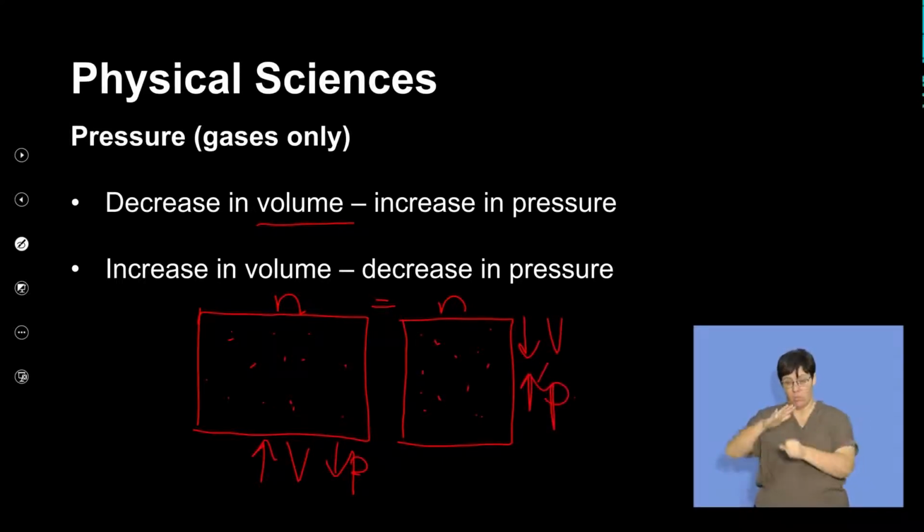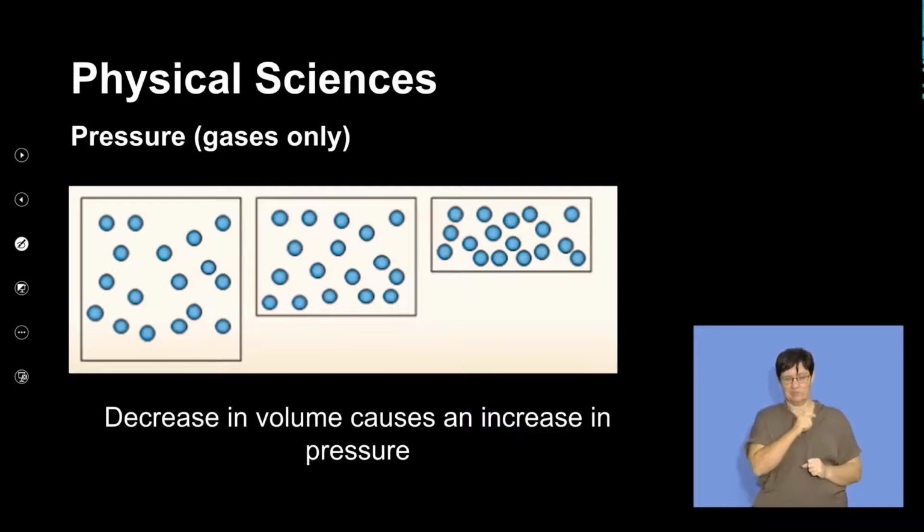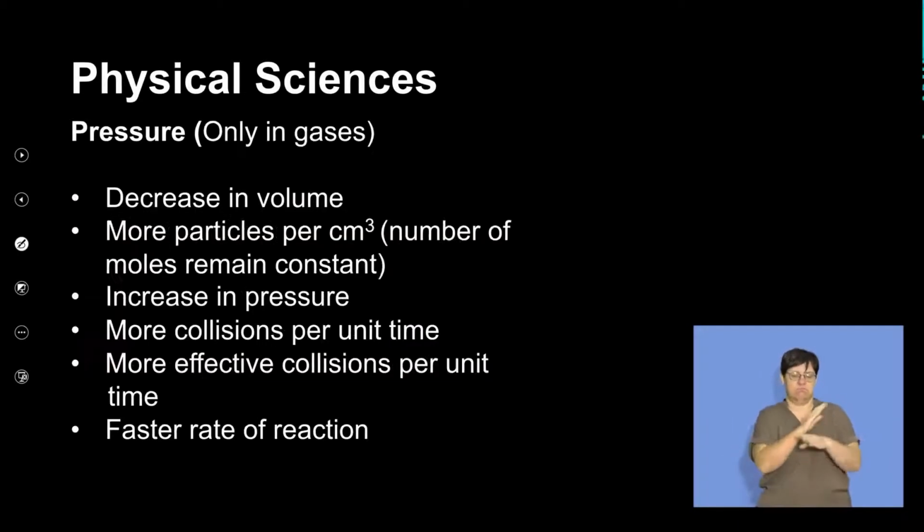So when we look at pressure in gases, we need to always know that it is connected to the volume. A decrease in volume leads to an increase in pressure, and an increase in volume leads to a decrease in pressure. Here I show you that. I've got the same number of moles. Remember, the number of moles must remain the same so that, in a fair experiment, when I decrease the volume, my pressure will increase.